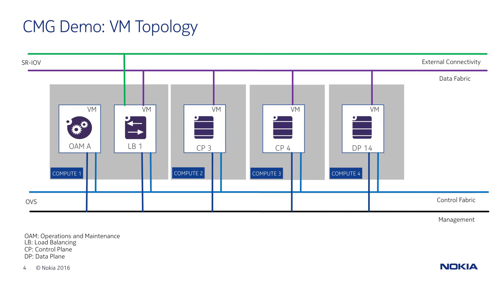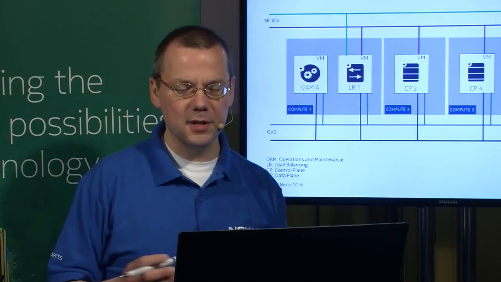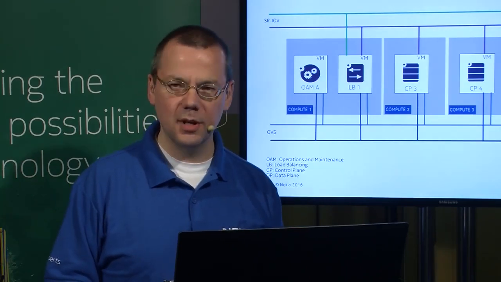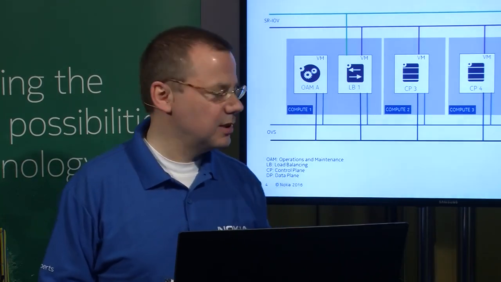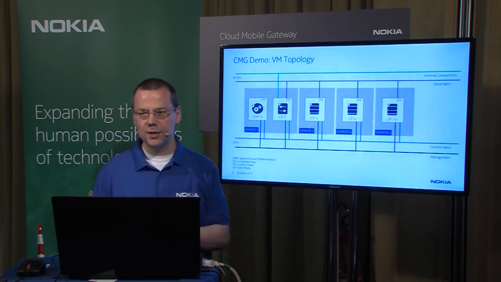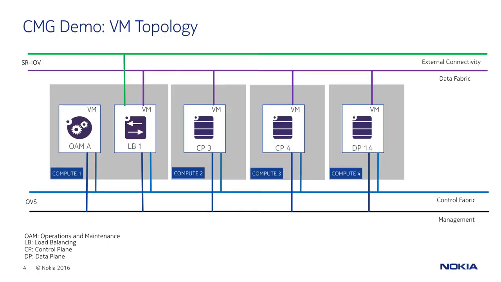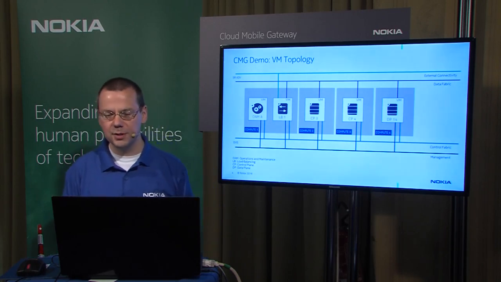Initially in the demo I will start with one control plane VM which has some load. I will increase the load in the demo, which will trigger an auto scale out. Then the second control plane VM will be created, and then I will decrease the load again to trigger the scale in again, and then the second control plane VM will be deleted.